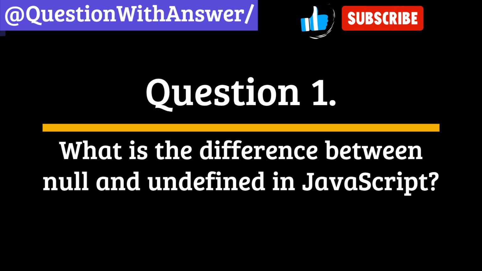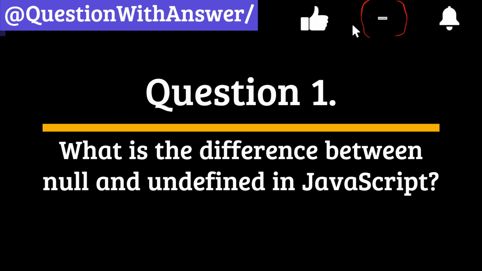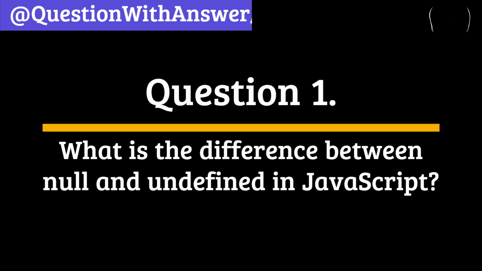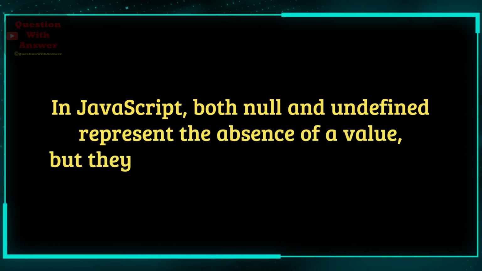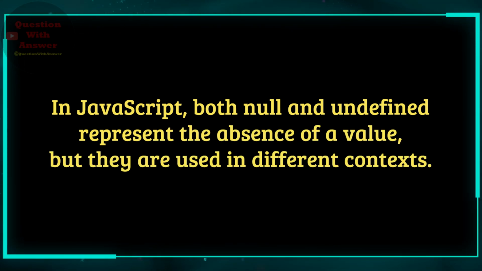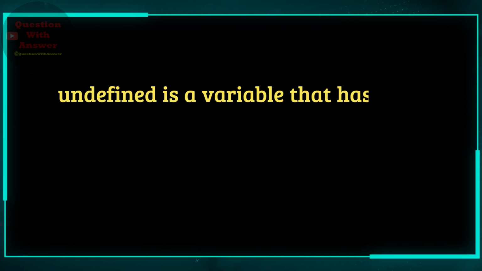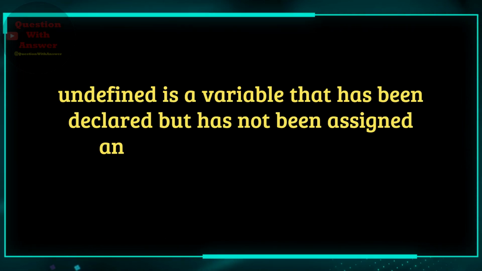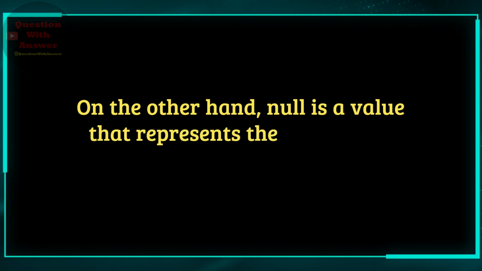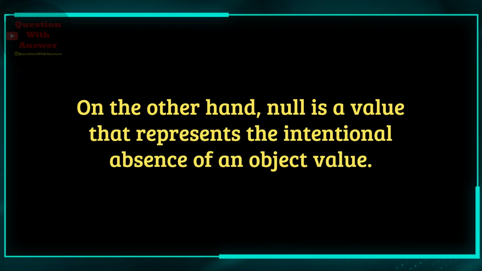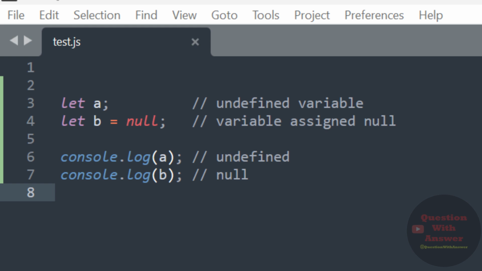Question 1. What is the difference between null and undefined in JavaScript? Answer. In JavaScript, both null and undefined represent the absence of a value, but they are used in different contexts. Undefined is a variable that has been declared but has not been assigned any value, or a function that does not return any value. On the other hand, null is a value that represents the intentional absence of an object value. Here is the example of null and undefined variable in JavaScript.